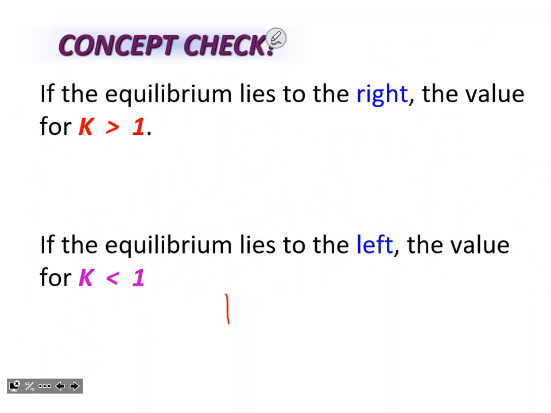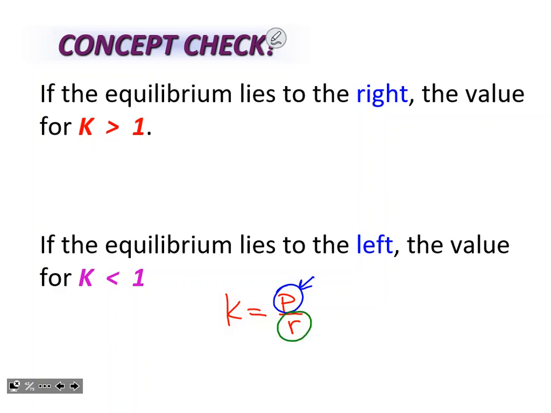If K is very, very small, like 10 to the minus 12, 10 to the minus 15, a very small number, really it never gets started. It is so minute in amount that we would say the reaction never began. So if equilibrium lies to the right, the value of K must be greater than 1, because it lies on the product side. If equilibrium lies to the left, the value of K is less than 1.